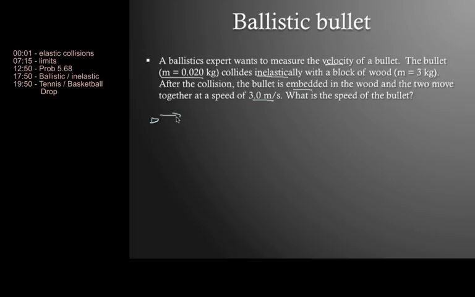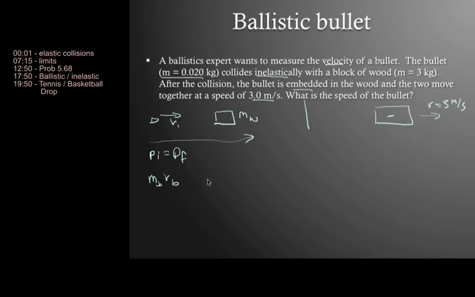So here we have the bullet moving along with some initial speed. We have the block of wood sitting over here. Sometime later, we have the bullet and the block of wood both moving at a speed of v equals 3 meters per second. So this is a simple inelastic collision, so all we have to do is consider conservation of momentum. Our initial momentum is just the mass of the bullet times v bullet. And our final momentum is going to be the mass of the bullet plus the mass of the wood times v of them together.